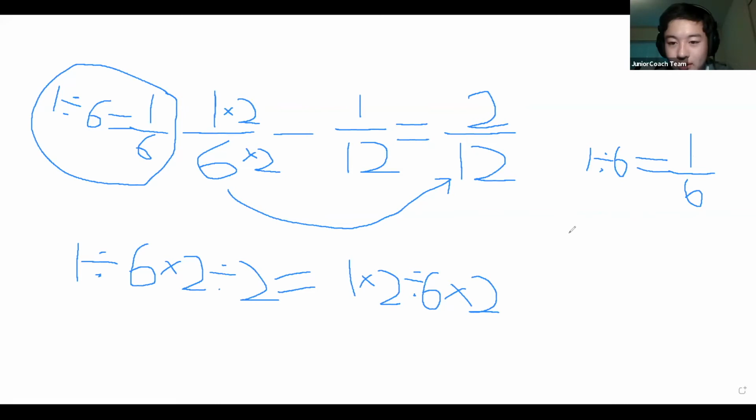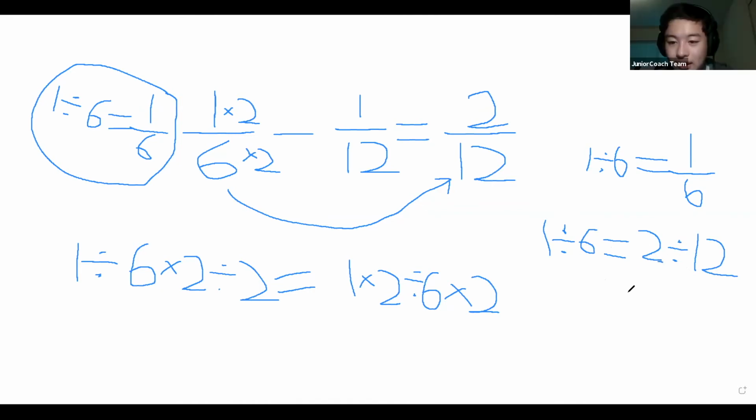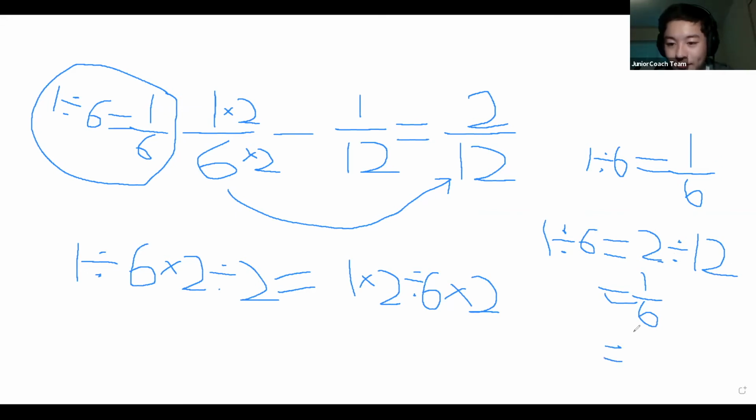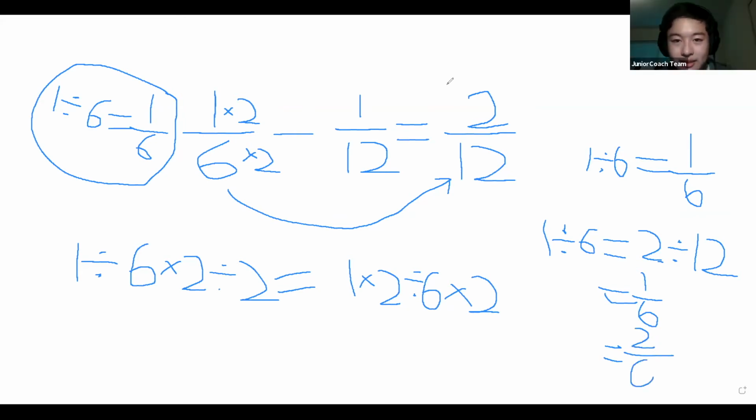So what is 1/6 equal to? 1 divided by 6 will be equal to 2 divided by 12, right? Do we agree? It's still 1/6. According to our logic, 1 divided by 6 was 1/6. So 2 divided by 12 would also be 1/6. It will also be 2/12, right?